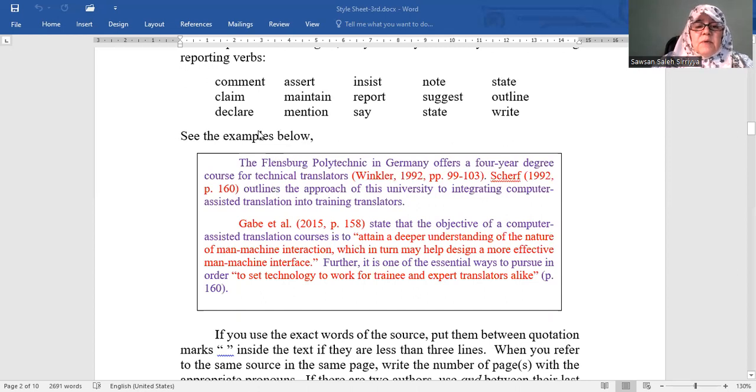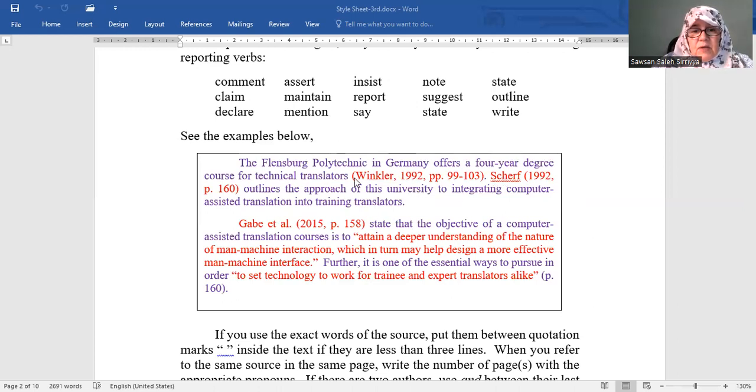This is an example. The Flensburg Polytechnic in Germany offers a 4-year degree course for technical translators. Notice, this is the author, this is the year, and because you have page numbers from 99 to 103, you have here 4 pages. In this case, you use PP. Look, how do I move to another quotation?